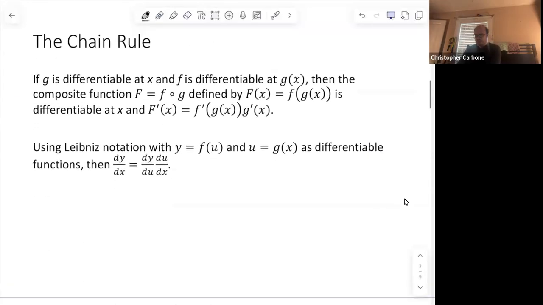So, based upon this function composition idea, we have the chain rule. If g is differentiable at x and f is differentiable at g of x, the composite function, capital F, is equal to f of g of x, is differentiable at x, and capital F prime of x is equal to f prime of g of x times g prime of x. So based upon the Leibniz notation with y is equal to f of u, u is equal to g of x as differentiable functions, dy over dx is dy over du times du over dx.